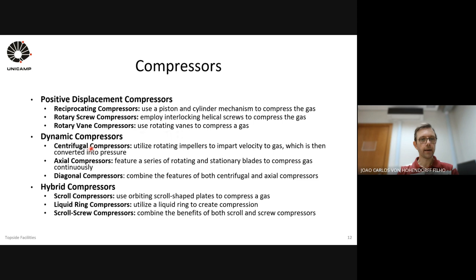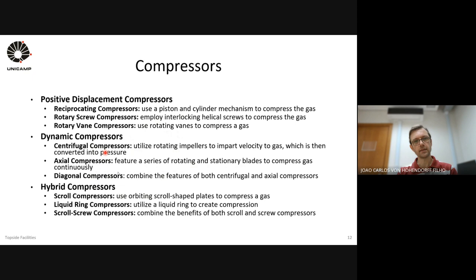We have the centrifugal compressors using rotating impellers to impart velocity to the gas. Axial compressors use a series of rotating and stationary blades to compress gas. Diagonal compressors are a combination of these two kinds of compressors, and hybrid compressors use the idea behind this kind of compressors.